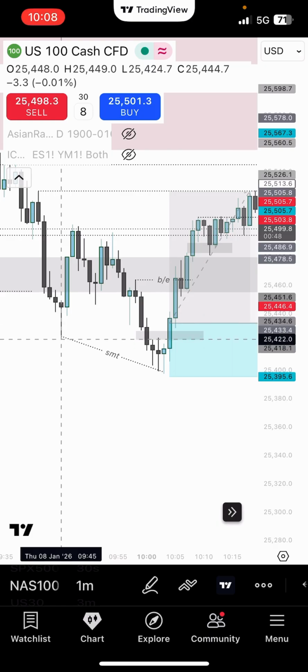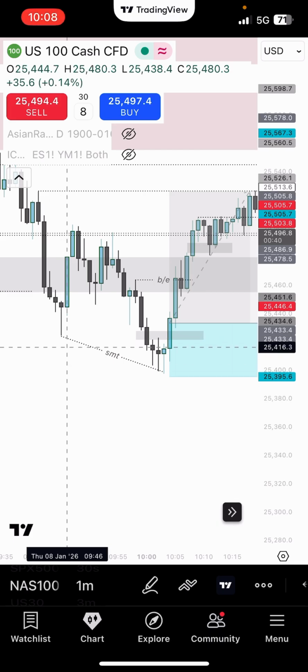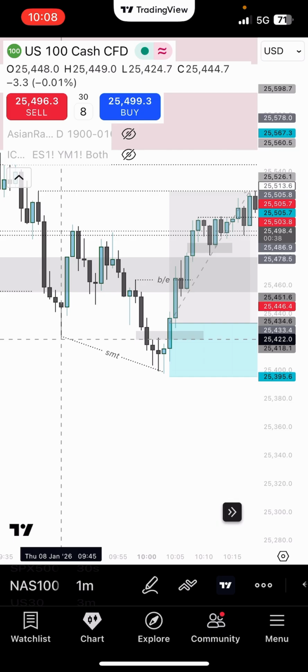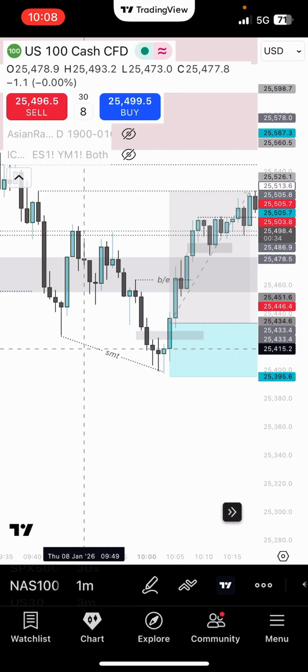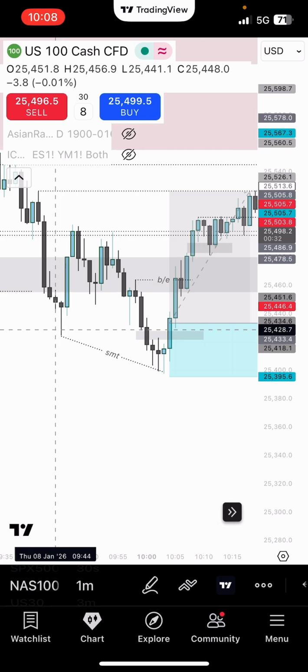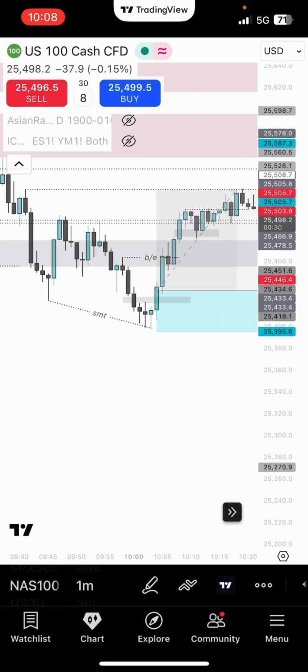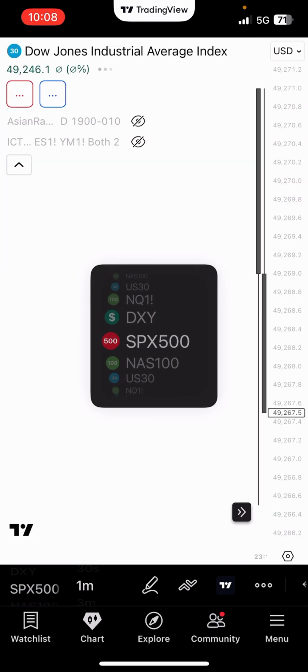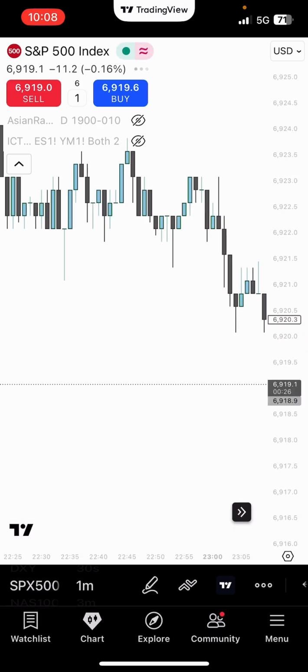price creates an SMT, right? A second SMT again, very strong confirmation. We have two SMTs in a row, right? We see price create another SMT, which is at the bottom here, which is NQ creating a lower low, then ES creating a higher low, sorry, lower high.